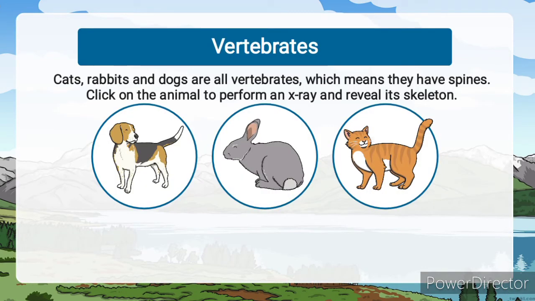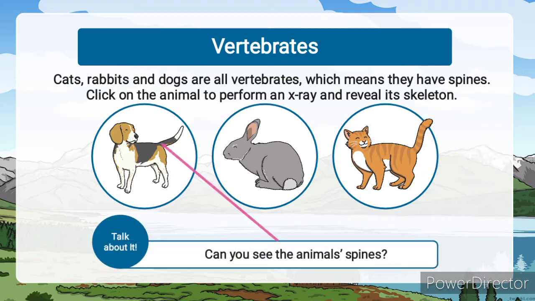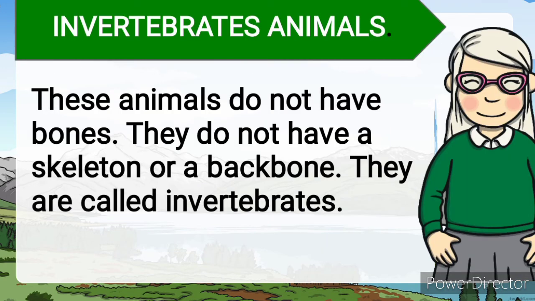So cats, rabbits, and dogs are all vertebrate animals, yes, which means they have a spine. They have a spine in them. Wow! Can you see this animal? Now let's look at the spine in them. Can you see the spine? Wow! These animals are vertebrates.